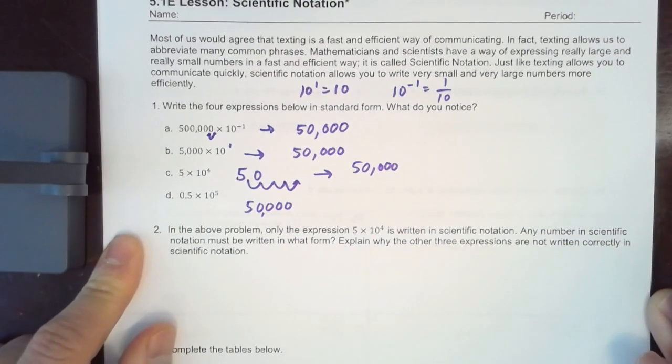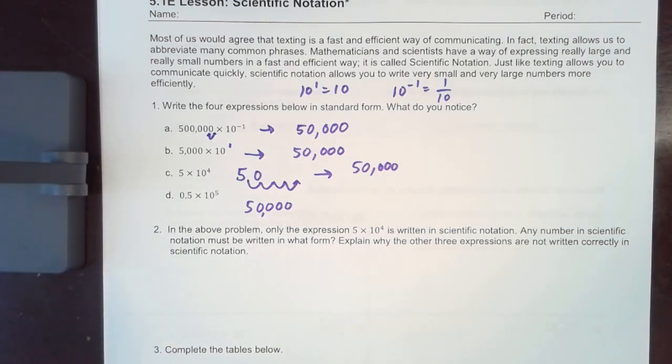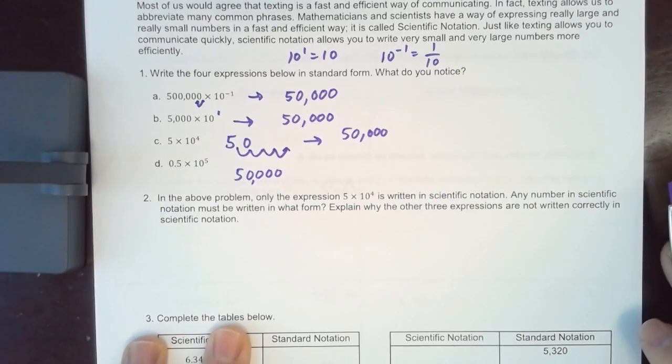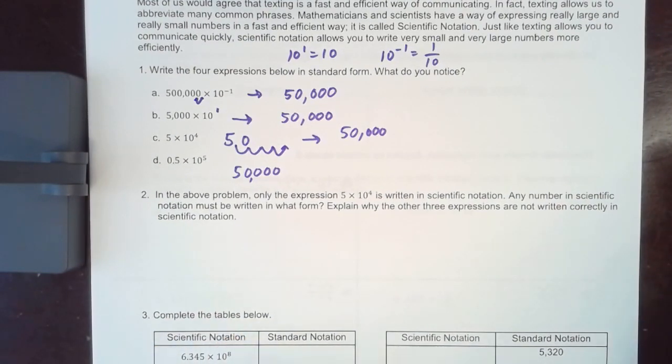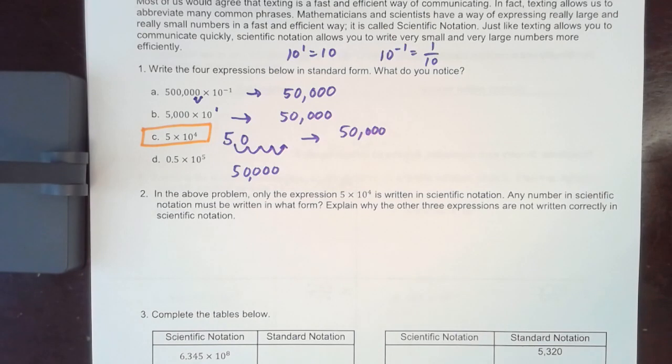Now, before I even say the answer, which one of these do you think is properly written in scientific notation, right? Oh, wait a minute. It literally says that in the next sentence, right? In the above problem, only the expression 5 times 10 to the fourth is written in scientific notation. Any number in scientific notation must be written in what form? Why do you think C is the only one in scientific notation, right? Explain why the other three expressions are not written correctly.